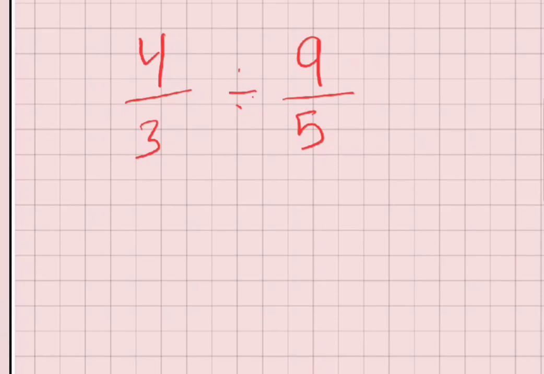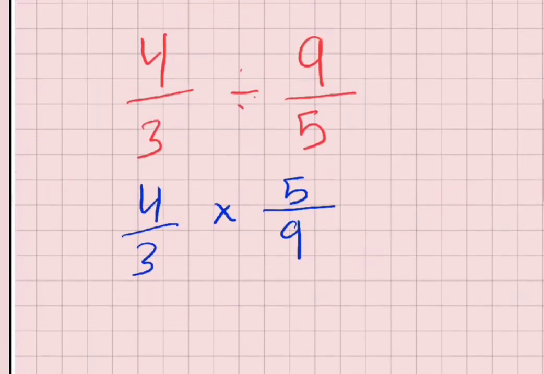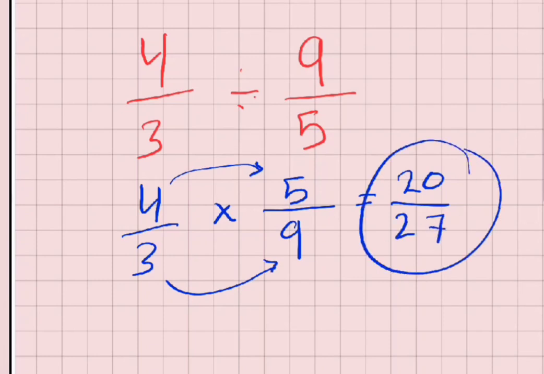Try this one. What's 4/3 divided by 9/5? So using the expression keep, change, flip, let's keep the first fraction the same. Let's change division to multiplication. And let's flip the second fraction. Now there's nothing to cancel, so let's multiply across. 4 times 5 is 20. 3 times 9 is 27. And so we can't reduce this fraction. That's the answer.